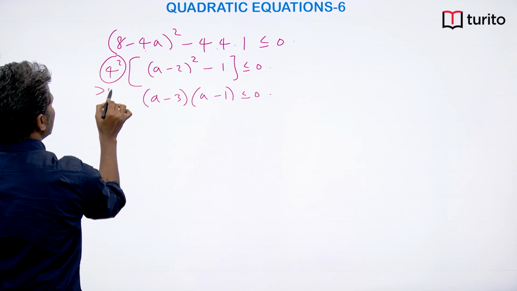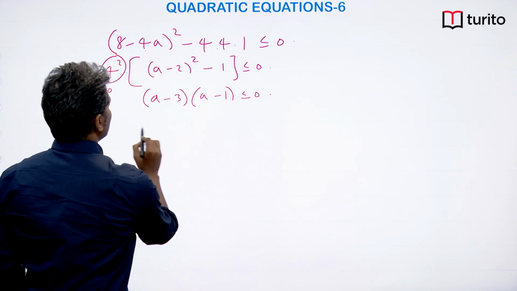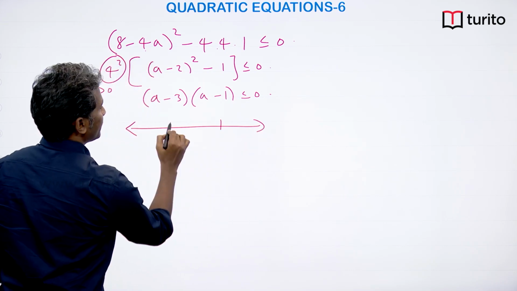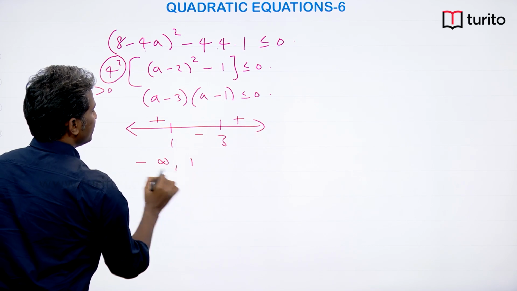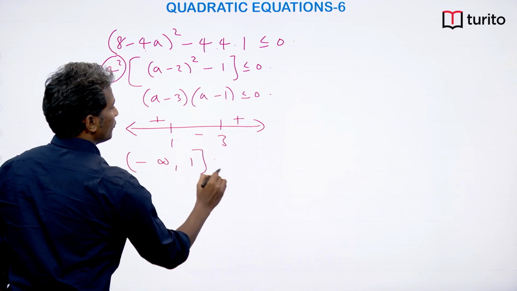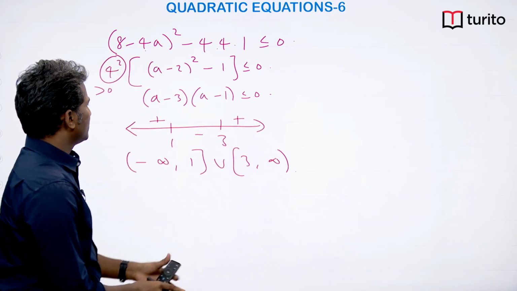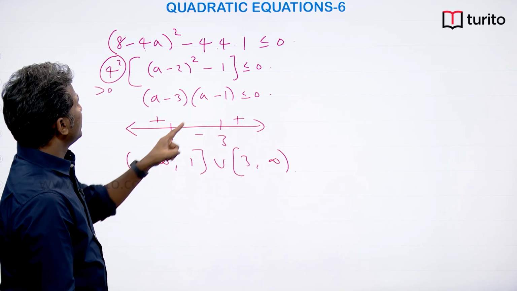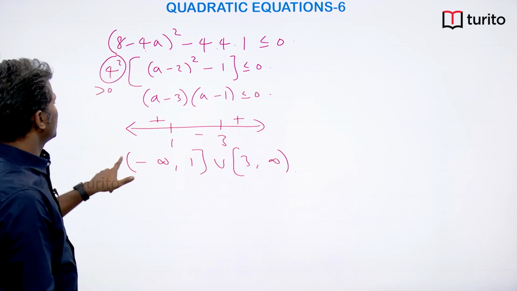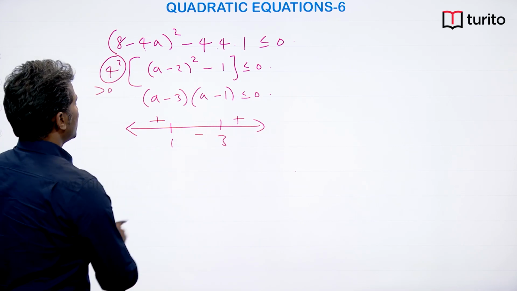This term is already greater than 0, so we don't have to handle it, we just have to handle this. So this will give me solutions from minus infinity to 1, closed on 1, and 3 to infinity, closed on 3. Okay. So this we got by wavy curve method. Okay. Wait a minute, we need less than or equal to 0, so this is wrong. So what are the solutions? Solutions are from 1 to 3.